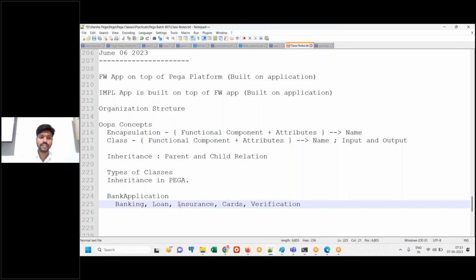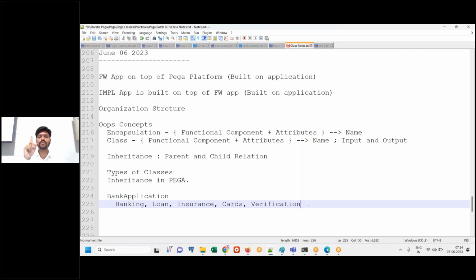Okay. So now each department you consider as one class. Each department takes some specific input and generates some specific output. Yes or no? So let's consider each department as one class. Then the bank is an application. How many classes are there inside the application? 5 are there.